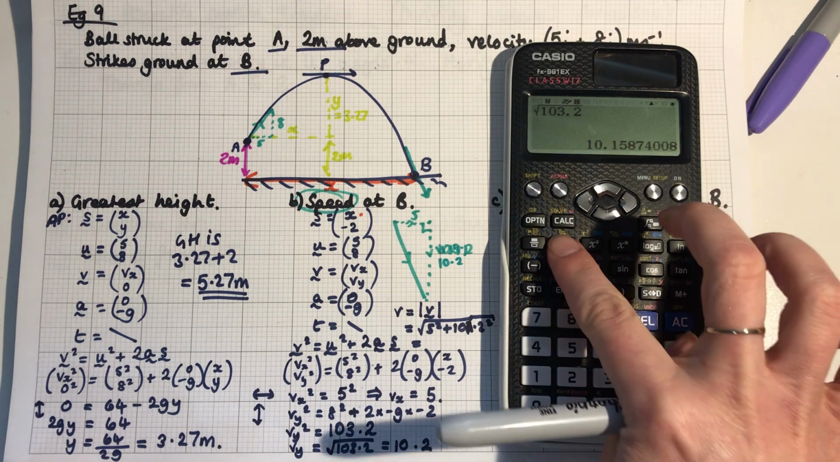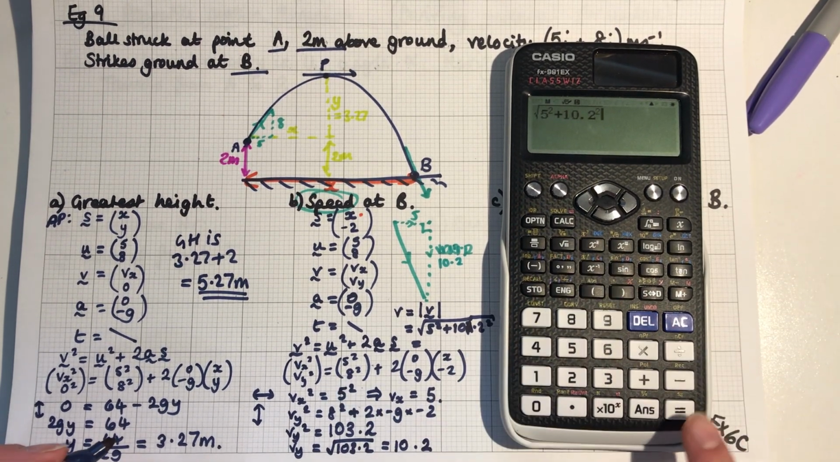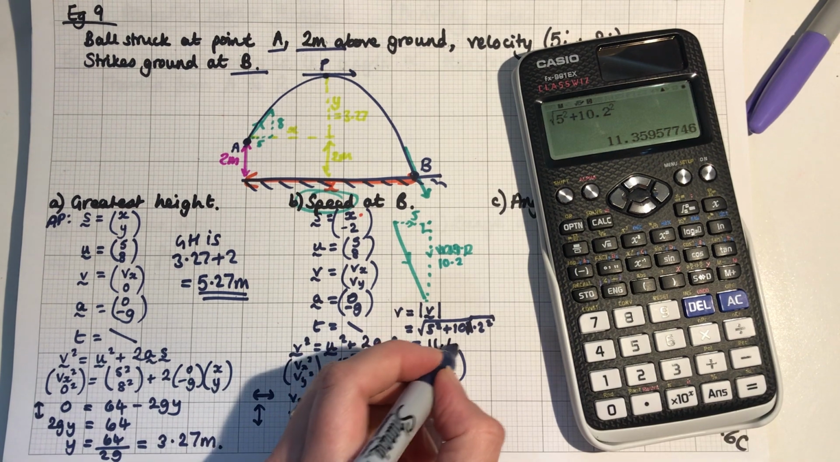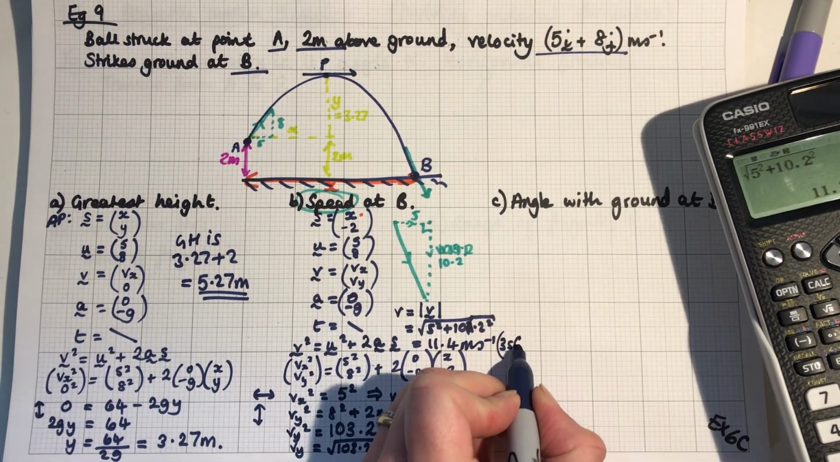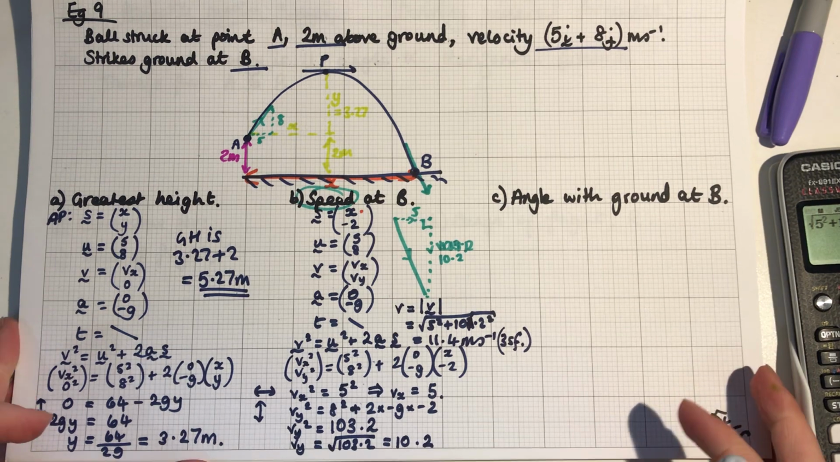So let's try this Pythagoras again. The square root of 5 squared plus 10.2 squared is coming out as 11.4 metres per second to 3 significant figures. There we go. That makes much more sense. That's much more reasonable. Okay, so on to the last part.